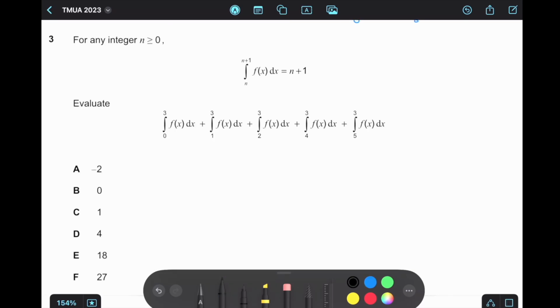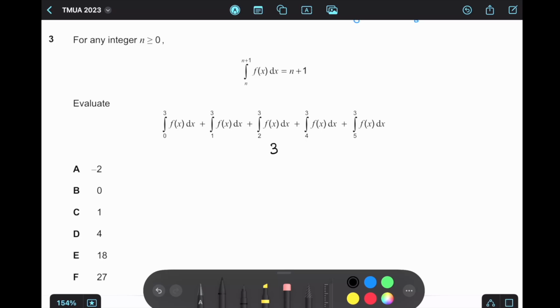Moving on to the third problem, here we're given that for any integer n greater than or equal to 0, the integral from n to n plus 1 of f(x) dx equals n plus 1. And we need to evaluate the sum of these 5 definite integrals. So let's start from the easiest one, which is in the middle. Here we have the integral from 2 to 3 of f(x) dx, which is exactly in the form we see above. So we can just read off the condition above, and we obtain that this definite integral equals 3.